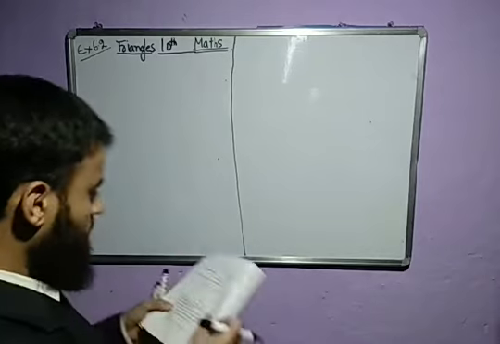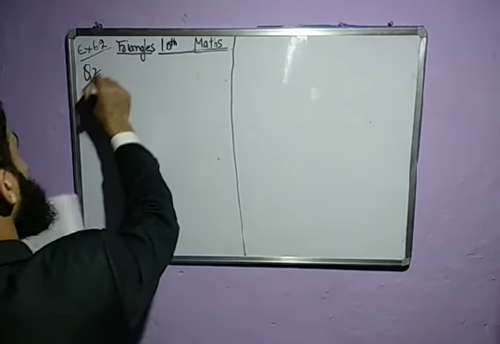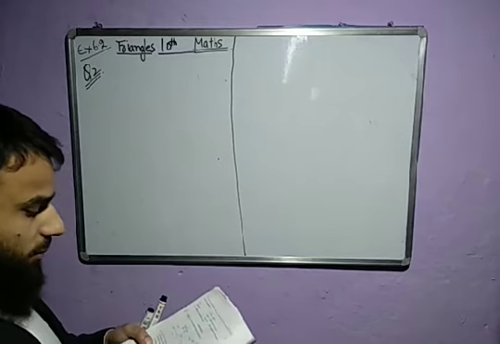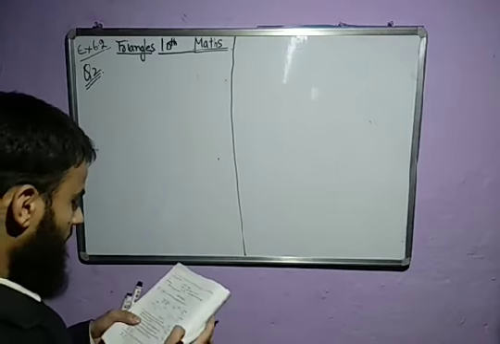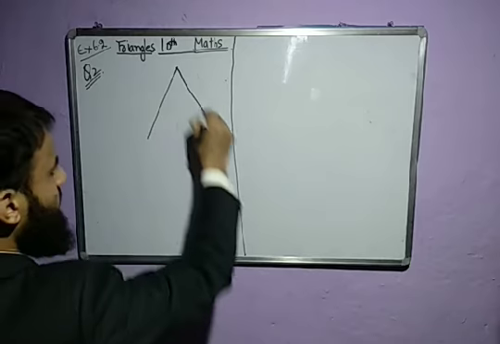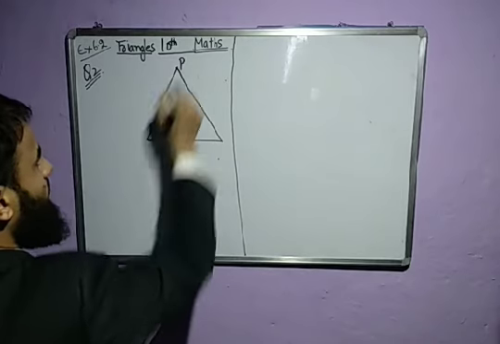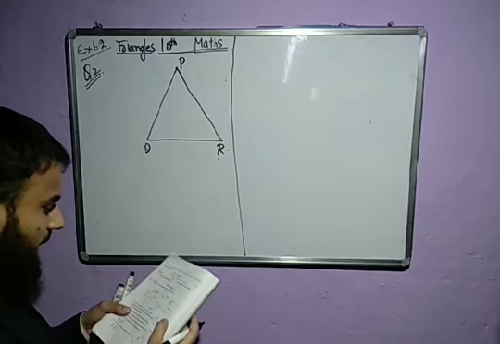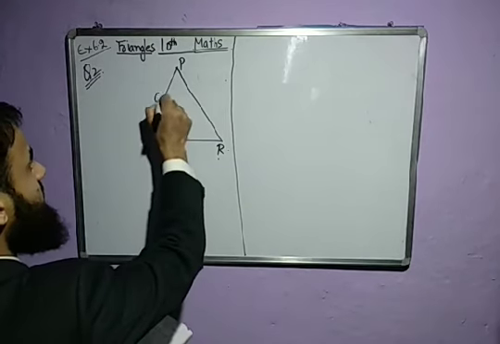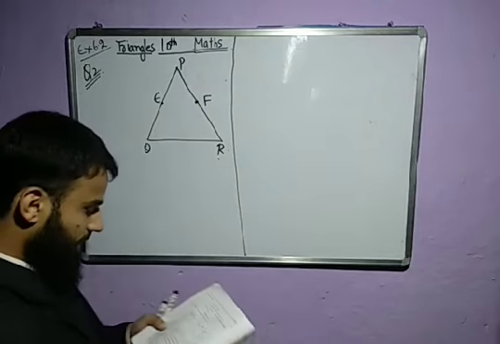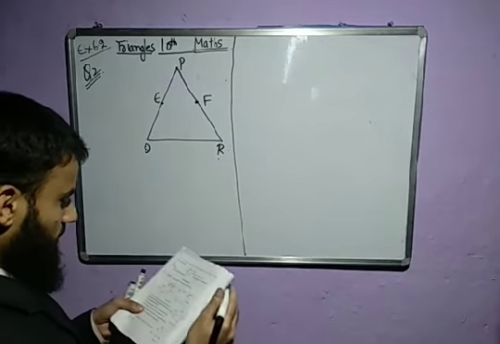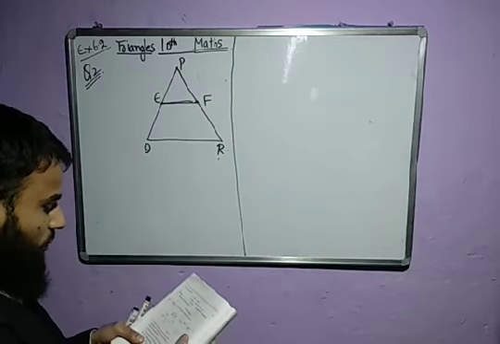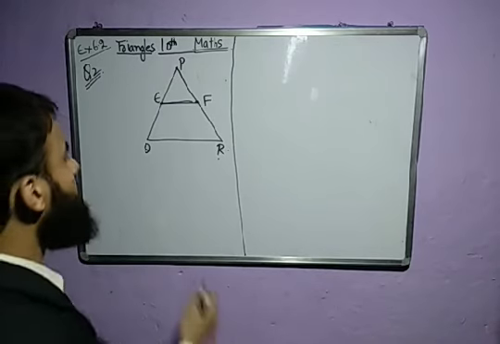Now there is question number 2. I can write: E and F are the points on the sides PQ and PR respectively of a triangle PQR. So it's given that I have a triangle PQR. Okay, and there is an E and there is an F. Okay, so this is joined. We have to check whether EF is parallel to QR for different cases.